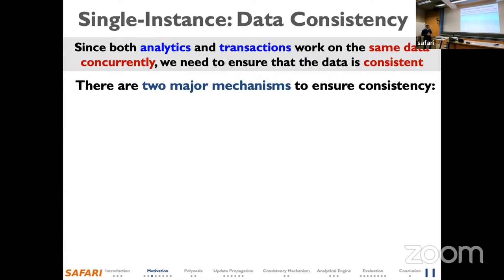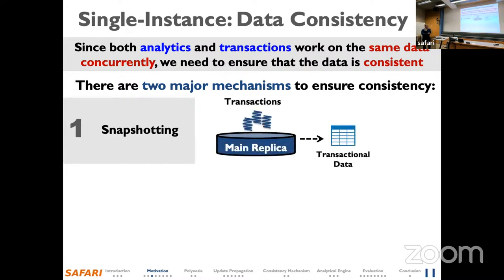And then there are two main approaches to ensure data consistency in a single-instance HTAP system. The first one is called snapshotting. Basically, every time there is a new transaction update in the main replica, snapshotting makes a copy of the transactional data and applies this copy to the analytical version, a snapshot of the same data.